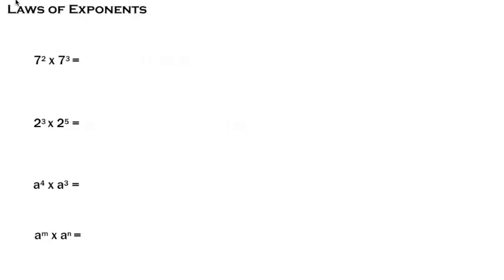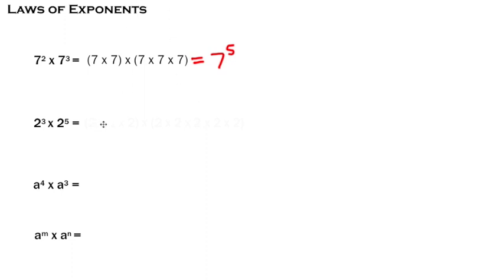So what we're going to do now is a little exploration to take a look at some of the laws of exponents. So the first thing I'm going to do is take a look at 7 to the second times 7 to the third. What that really means is that I have 7 times 7 times 7 times 7 times 7. In any case, we have 5 7s being multiplied together. So our notation here is 7 to the 5th.